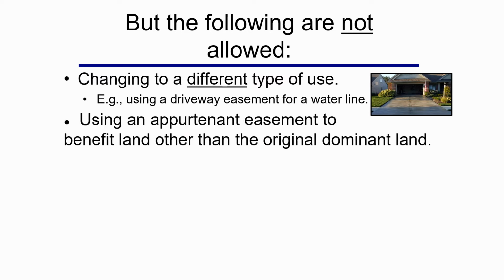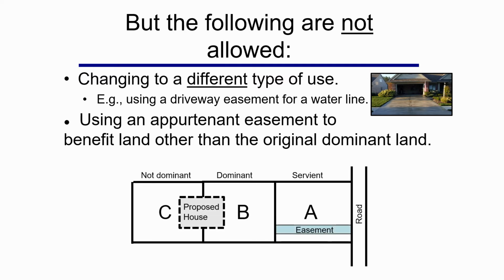Similarly, we can't use an appurtenant easement to benefit any land other than the original dominant land. In other words, we can't glom additional land onto the dominant land and expect the easement to benefit the additional land as well. Here's an example. Suppose there's an easement over A's property to benefit B's land, and B's land is the dominant land.